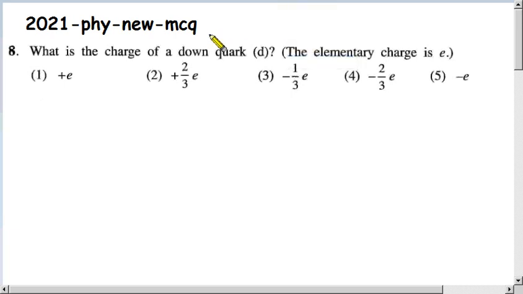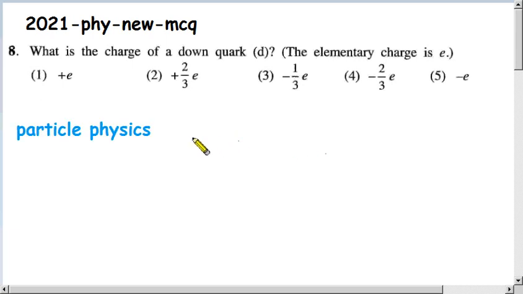Children, today I am going to discuss question number 8 from the MCQ part of the 2021 Physics New Syllabus paper. What is the charge of a down quark? The elementary charge is E. The options are: positive E, positive 2/3 of E, negative 1/3 of E, negative 2/3 of E, and negative E.